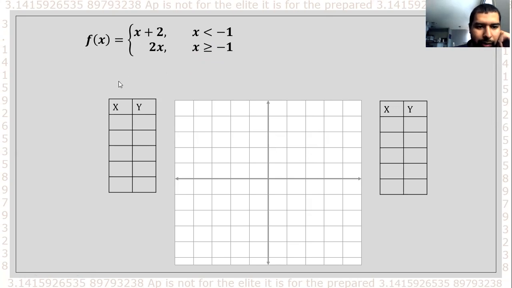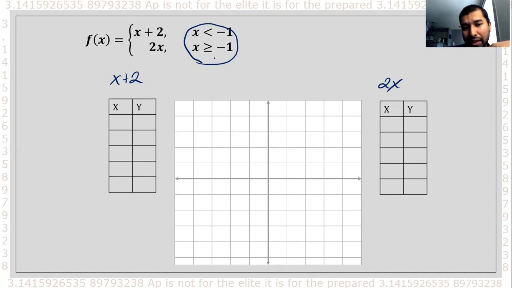It doesn't matter which one you pick, but I'm going to say that this is x plus 2 and this is 2x. Alrighty, and here's the good stuff, the nice stuff: x is less than -1 and x is greater than or equal to -1.